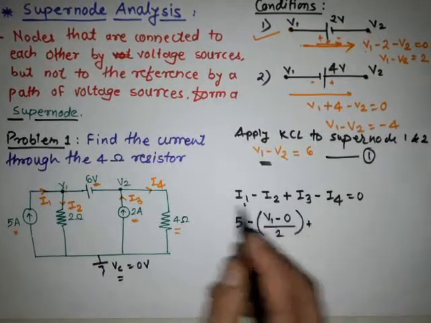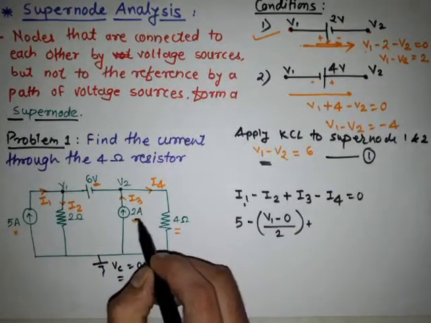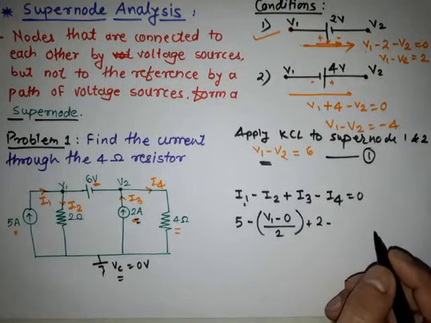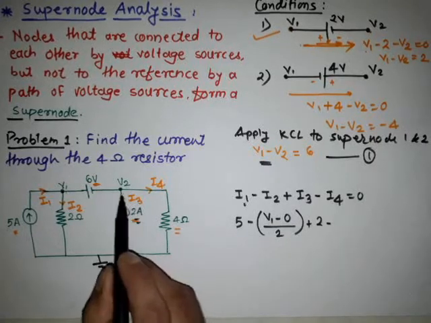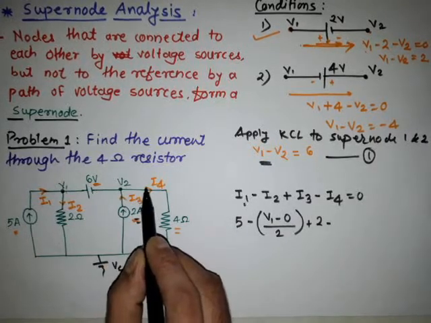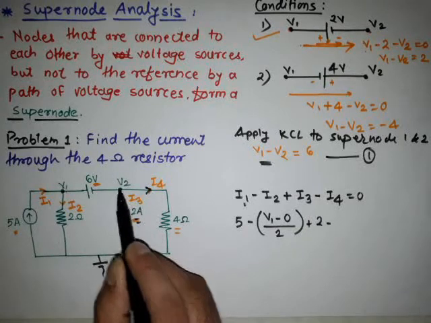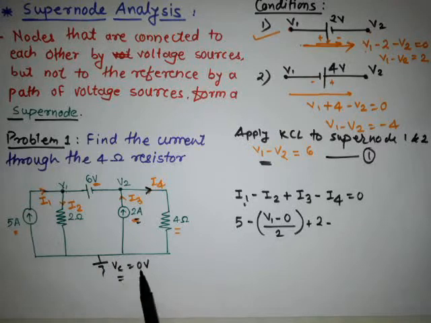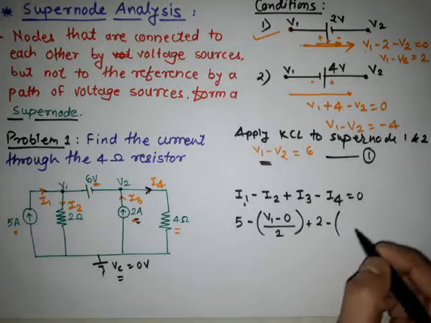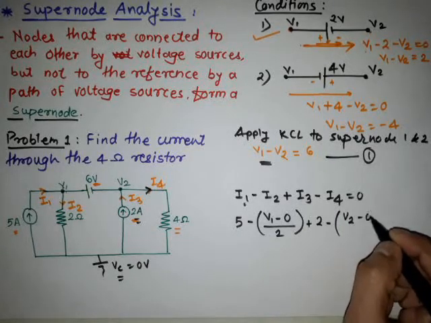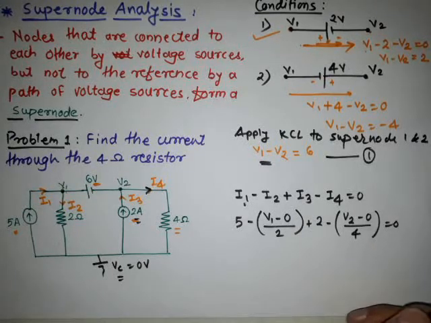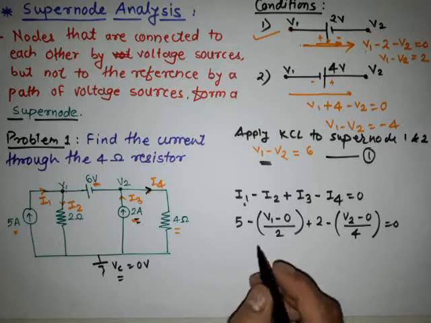Then we are finding for the current I3, or I3 is directly given, it is 2 ampere. So simply it is 2 minus I4. I4 is, see here, I4 which is flowing from V2 or terminal 2 to the reference node. That means initial voltage is V2 and the final voltage is Vc, which is equal to 0 volt. So simply it is V2 minus 0 divided by 4. So simply I4, which is equal to V2 minus 0 divided by 4, is equal to 0. Then by solving this we get the equation will be like this.